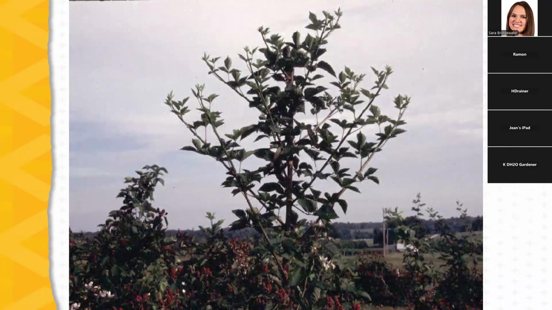This is a look of what it means when you tip those primocanes, and then the lateral shoots start to grow. You see those lateral shoots are the ones that are going to produce most of the fruit. And you're going to have a lot more when you have more lateral shoots.